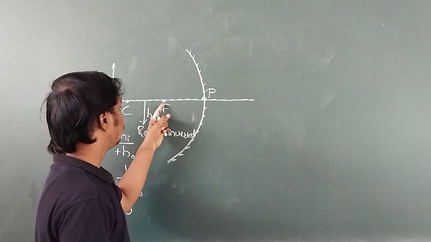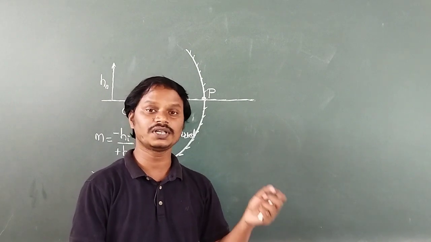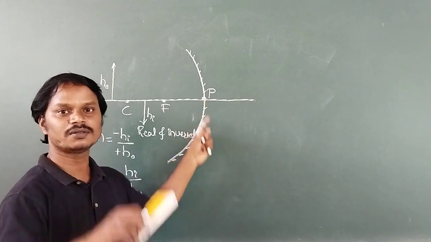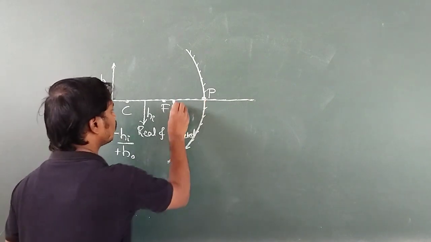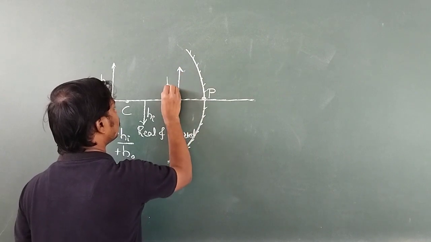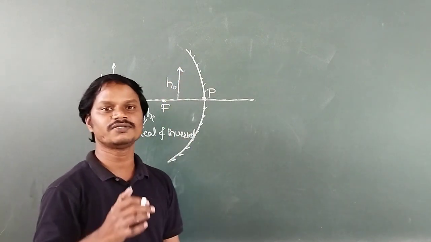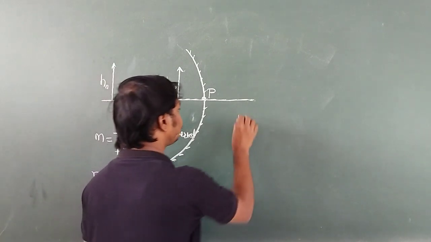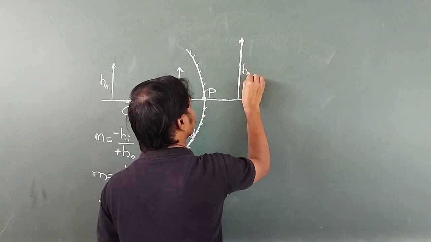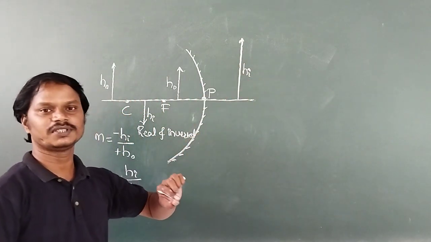And when is the magnification produced by concave mirror positive? Only when the object lies in between F and P, that depends on the position of the object. So see here, this is the object. Then the height of the object can be taken as HO. Where will its image be formed? Its image will be formed behind the mirror. Then it is HI. Then we have to find the nature of the image.